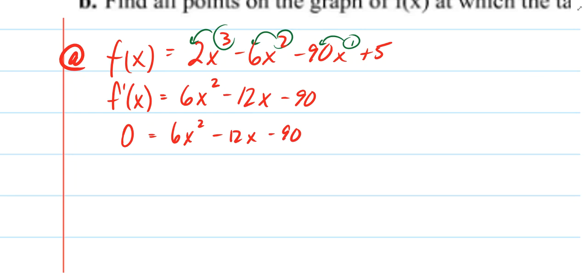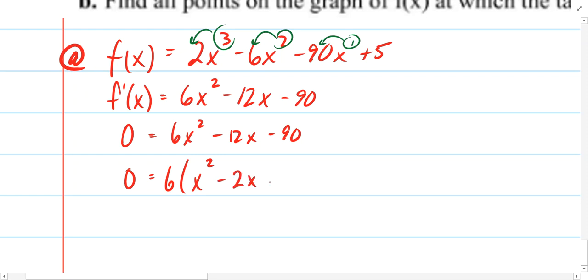There are lots of ways to do this. If this is a no calculator question, hopefully I've given you one that can be factored. And as it turns out here, 6 is a common factor. We can divide each of these by 6, which is good. Minus 2x minus 15. And the remaining expression can be factored still. We've got a standard trinomial inside this group.